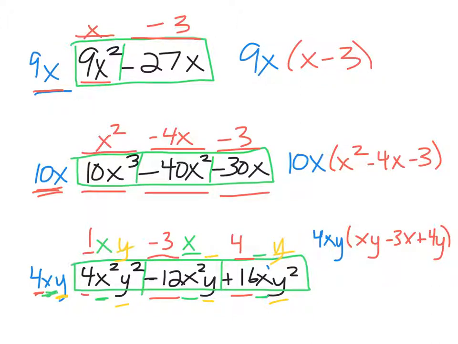So one thing you should notice is that if I start with 3 terms, I should be ending my problem with 3 terms as well. So that is factoring we're rewriting as multiplication.